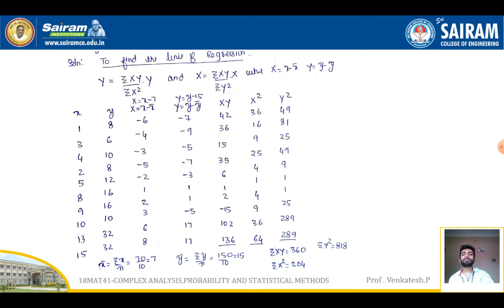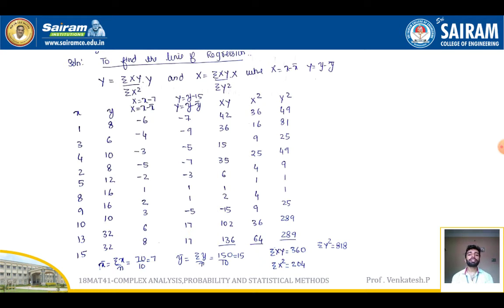So take all the x values here, all the y values here. To estimate, add all the x values and find the mean of x, which is equal to 7, and adding all the y values divided by n, we'll be getting the mean of y equal to 15. So now I'm going to estimate the value of capital X and capital Y. Capital X will be given by x minus 7. Subtracting each x value with 7, I'll be getting minus 6, minus 4, minus 3, minus 5, minus 2, 1, 2, 3, 6, 8. And finding capital Y, it is given by y minus 15. Subtracting each y value with 15, I'll be getting minus 7, minus 9, minus 5, minus 7, minus 3, 1, 1, minus 5, 17, 17.